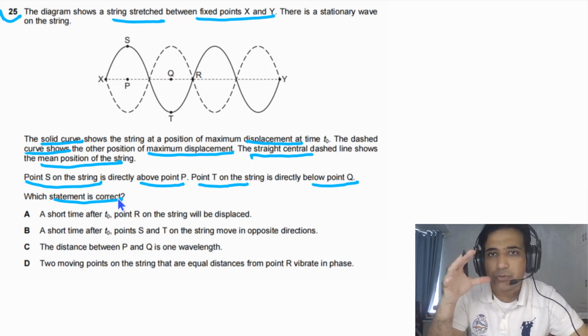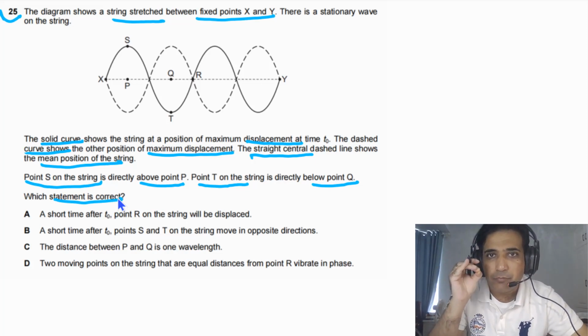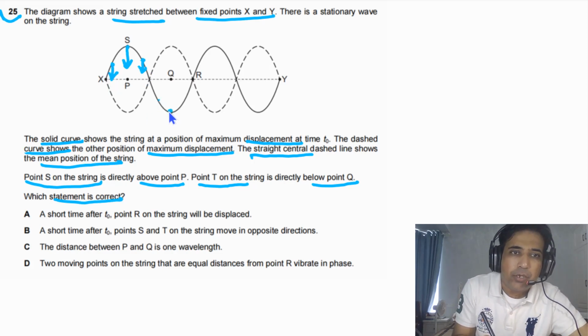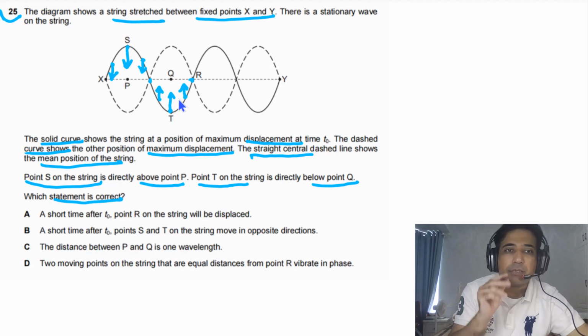So first of all, let's try to understand a little bit about stationary waves. If you look at the motion of this particle, it will go down. So this is one thing we need to understand. This particle will go down, and all the particles here, this particle will also go down, and the particle here will also go down. And the particle at this point will move up. And all the particles between these two nodes will be moving up. So these are some points we need to understand about stationary waves.